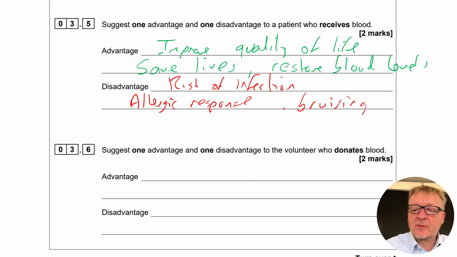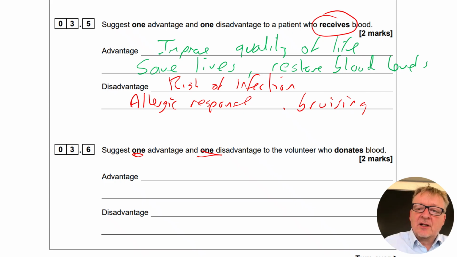Okay, so even when I gave that blood that time and I fainted, I had a huge, great big bruise on my arm. Right, 3.6. Okay, suggest one advantage and one disadvantage to the volunteer who donates the blood. Okay, because the one above here was who receives the blood.